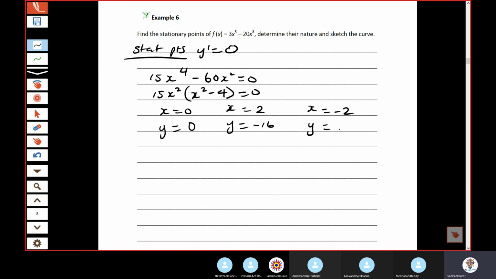For both of them? Let's check. All we're doing is substituting. 3 to the power 5 minus 22 cubed, negative 64. And then this one should be, I'm guessing, positive 64. Yep.